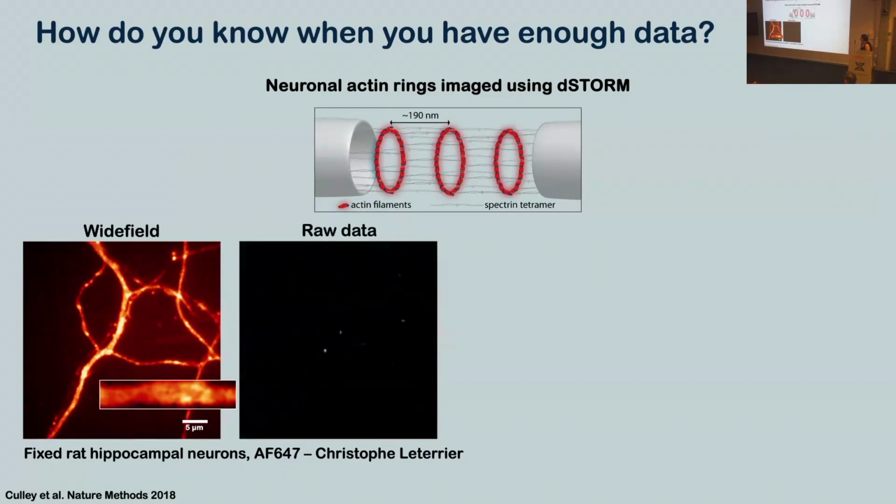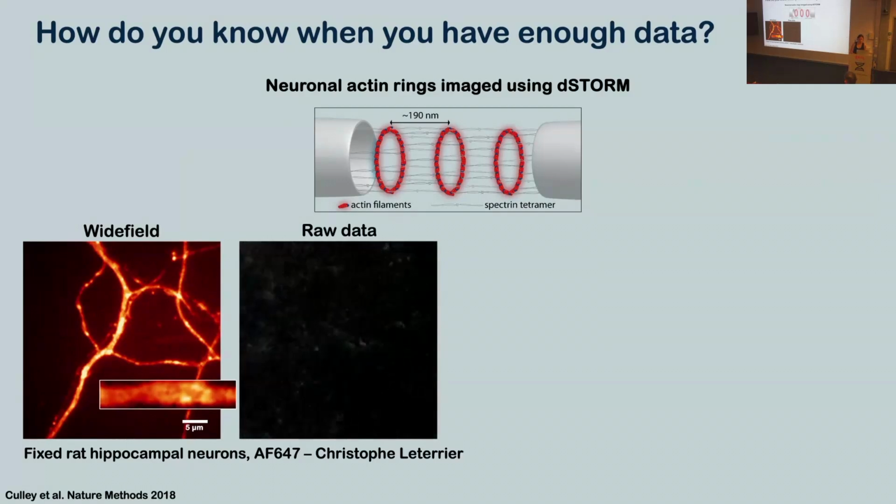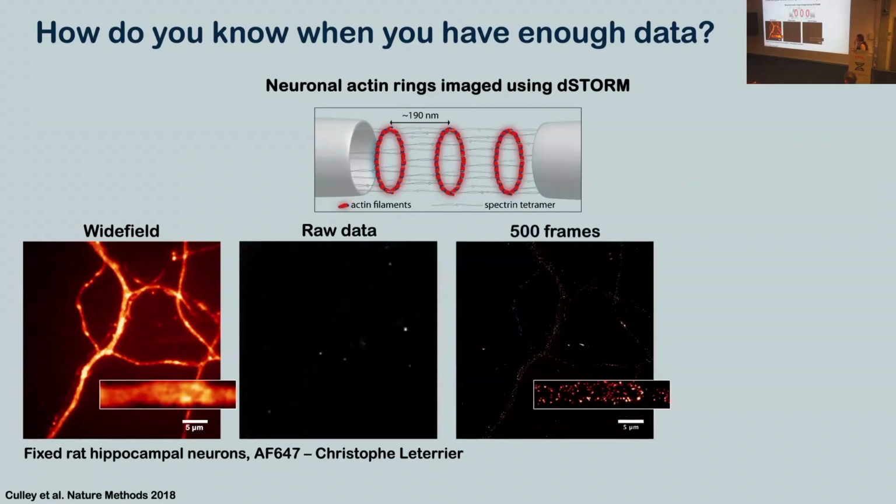So the question is, how many frames of raw data do we need to make a good image? You might guess a fairly large number, 500. 500 seems like a lot of images. If you use just 500 frames, then our image looks terrible, right? It's very undersampled. You can barely see the macro structure, let alone any nanostructure. So how much more do we need?